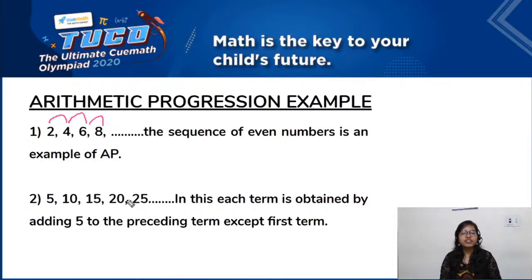Coming to the next one, 5, 10, 15, 20. In this, each term is obtained by adding 5. So see, 10 minus 5 gives you a 5, 15 minus 10 gives you a 5. So it keeps going on. The common difference is always 5 in this whole sequence. And since the common difference is the same for the whole sequence, hence we can say that this is an AP. Okay. I hope that was clear to all of you.